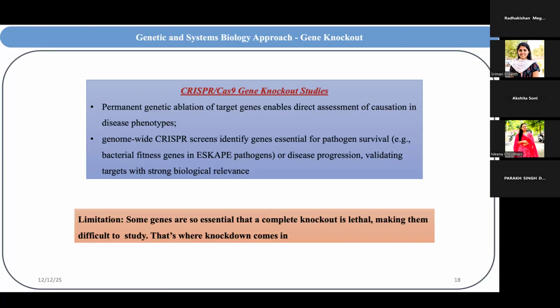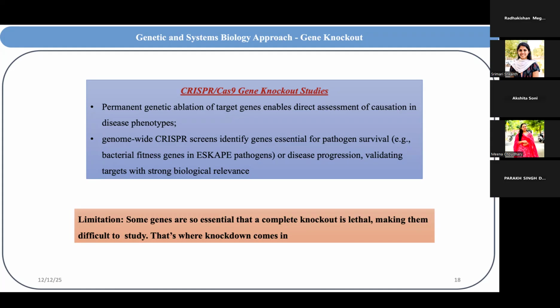For example, for pathogens, they create a CRISPR library targeting every gene in the bacterial genome and introduce the library into the pathogen, and they grow the cells under selective pressure. Then they sequence which guide RNAs survive. The survivor guides tell which genes are essential for the pathogen's fitness under the given specific conditions.